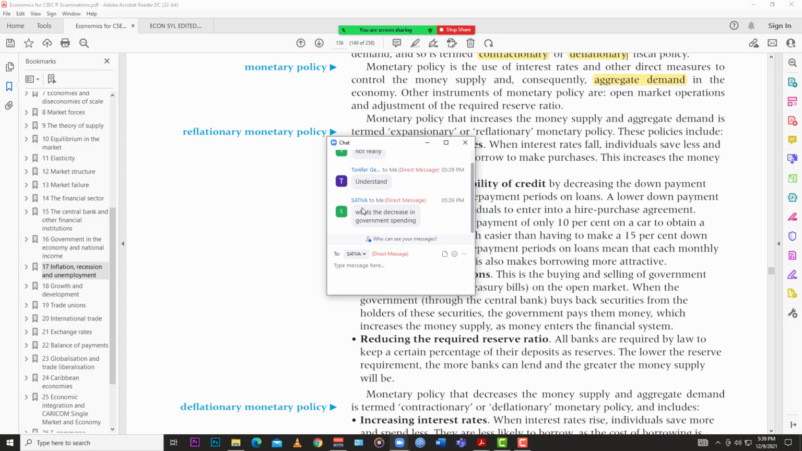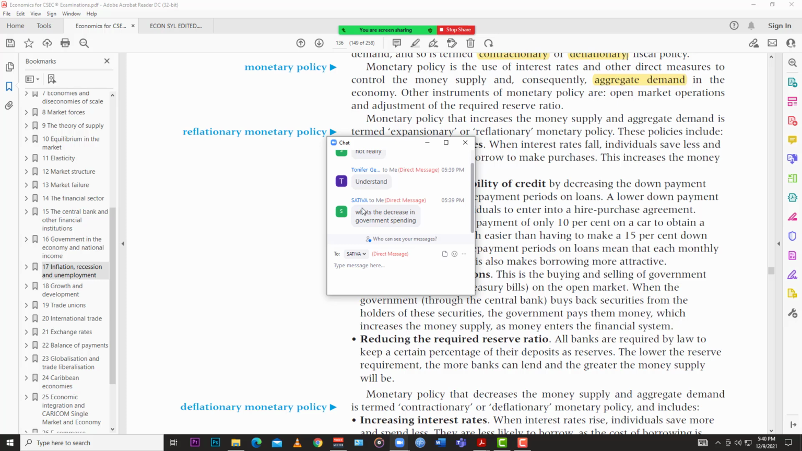So anything to do with government money, government spending, and taxation, that is fiscal policy. Anything to do with the money supply, so the central bank and those things, that's monetary policy.